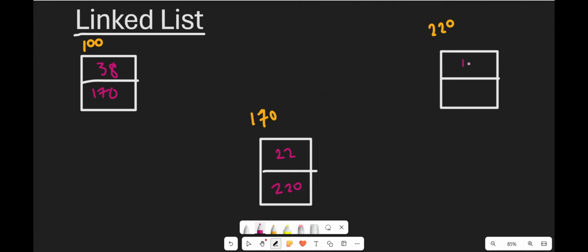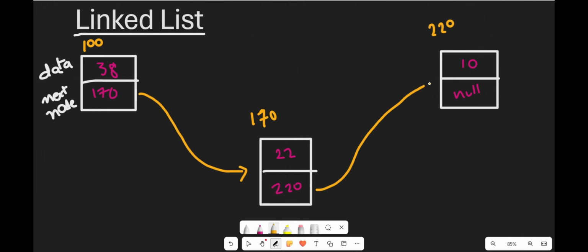Here 10, and for the next node we don't have any node, so it's the end of our linked list. So basically in each node we store the data and the address of the next node. You can say that this is connected to this, and from here it's connected to this, and this is our linked list. Even if we don't have a contiguous block of memory, we can still create a linked list of 3 elements.